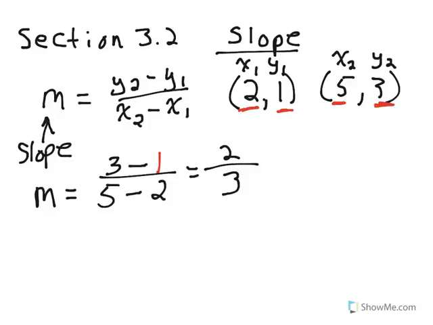The numerator is considered the rise, how far up and down along the y-axis. The denominator is considered the run, how far left or right along the x-axis. The slope of the line measures the slant of the line.